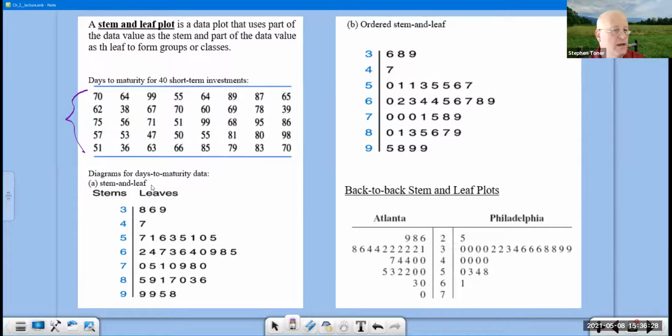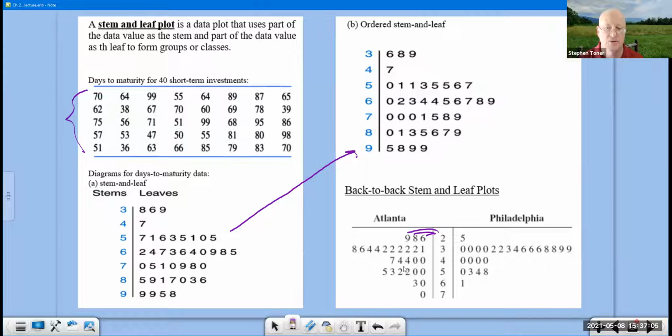Now that is just a regular stem and leaf diagram. If I take that same data, but then amongst the leaves, put all those leaves in numerical order, then we have what's called an ordered stem and leaf diagram. Sometimes you want to use these stem and leaf diagrams to compare 2 data sets, and what we have is a back-to-back stem and leaf plot. So I can have 2 cities like I have here, Atlanta and Philadelphia, and I've got the numbers in Atlanta to be 27, 28, 26.